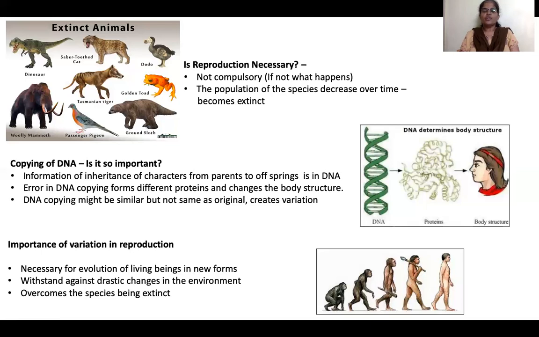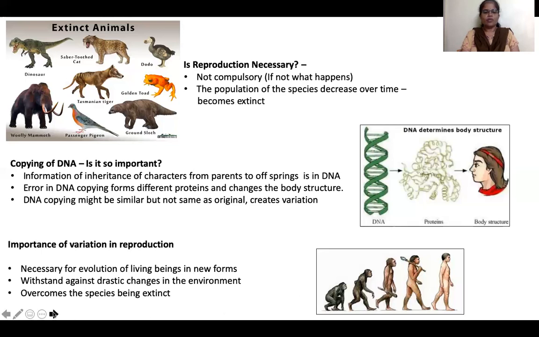Whereas the individuals who have strong immunity because of variation in the genetic information fight against that virus. They are fighting against the virus, and they are able to survive and move on. This is a simple example of why variation is necessary during reproduction.